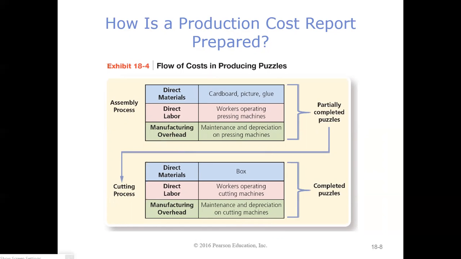When they get done with that, the partially completed puzzles will go, actually, the press must just be to press the picture on and make sure it gets adhered really well to the cardboard. Because the second process is the cutting process. The only direct material at that stage is the box. The direct labor is workers operating cutting machines, and the overhead is the depreciation on the cutting machines. So that's their process.